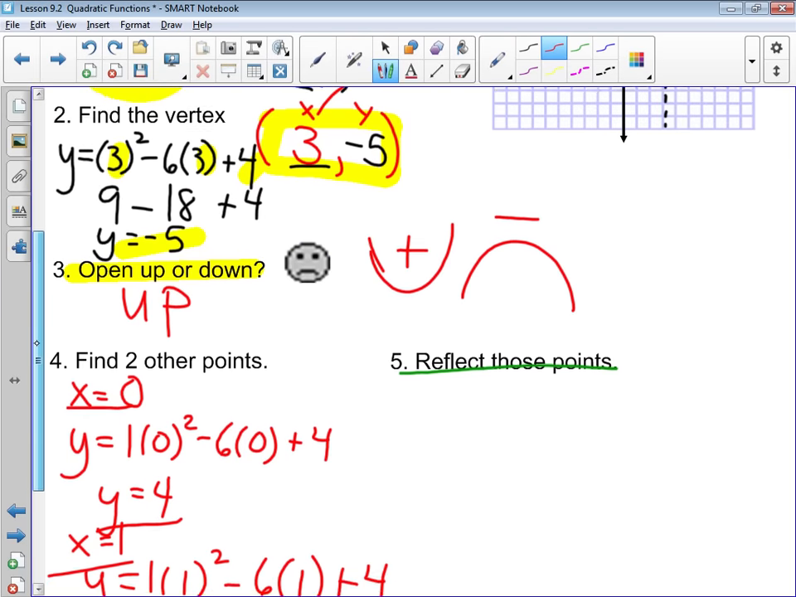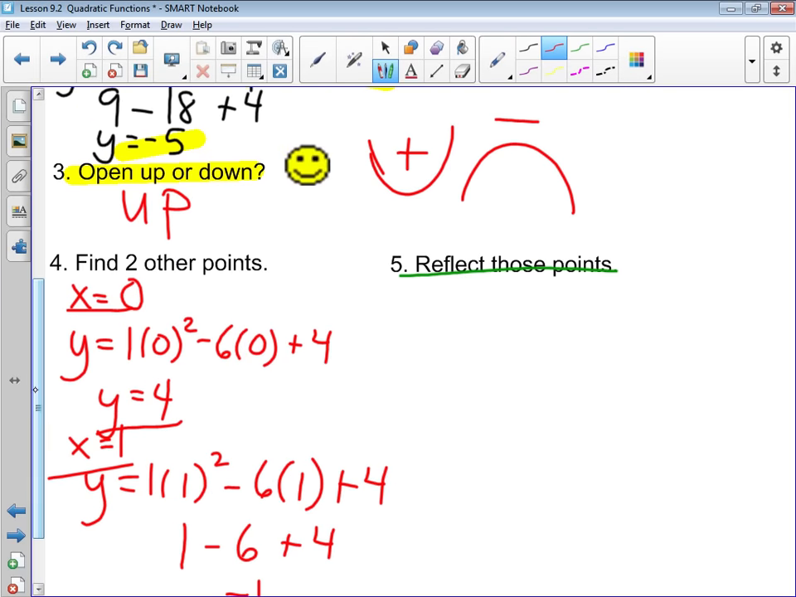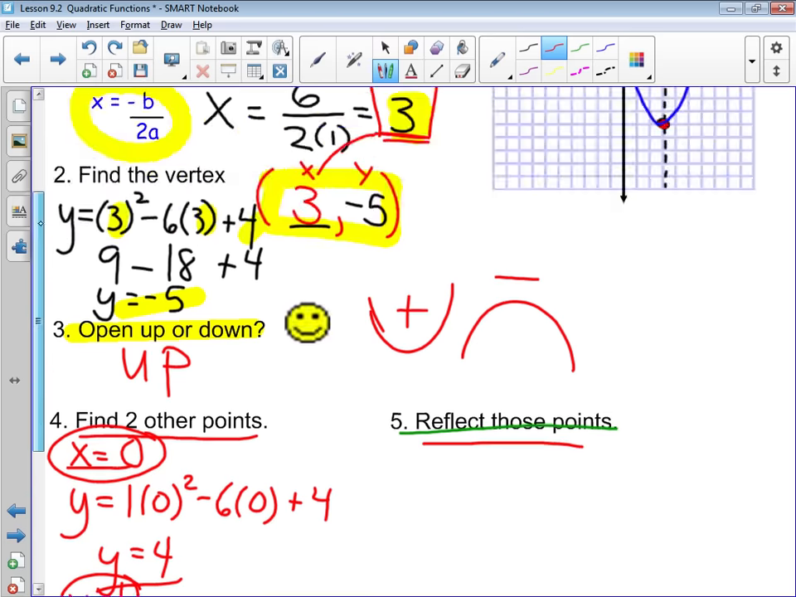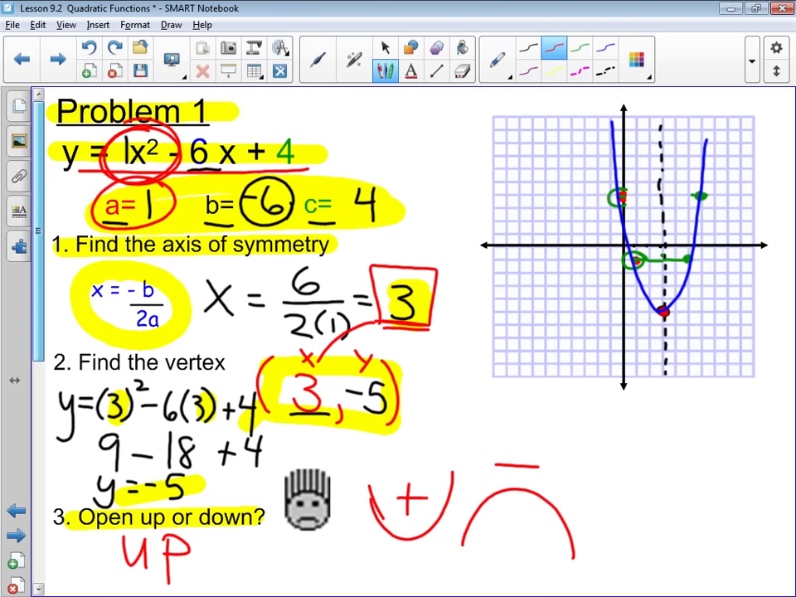Once you know whether it opens up or down, then you can find 2 other points that will be on the parabola. Good values to choose are 0 and 1, but it depends on where your vertex is. Once you find the 2 points, reflect those across the axis of symmetry, and you have the graph. It's a lot of work. It's a lot of steps. And we're going to do this in this lesson, and then we'll eventually move toward using the graphing calculator.